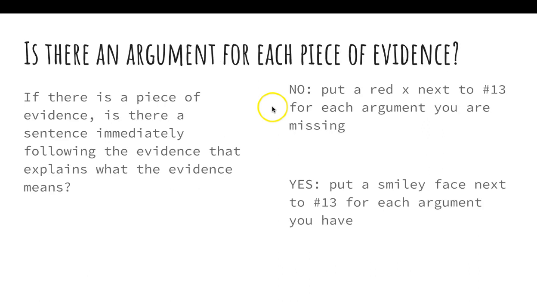Is there an argument for each piece of evidence? If there is a piece of evidence, is there a sentence immediately following the evidence that explains what the evidence means? If your evidence is not cited properly, you do not have evidence and cannot have an argument for your evidence. So if you do not have an argument, put a red X next to number 13 for each argument you are missing. If you do have an argument, put a smiley face next to number 13 for each argument you have.